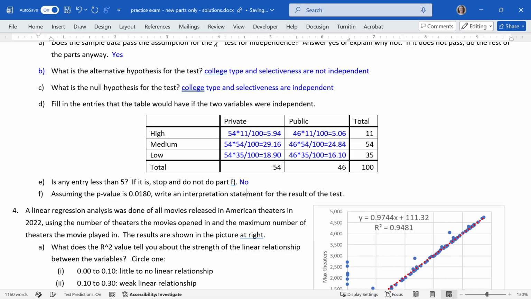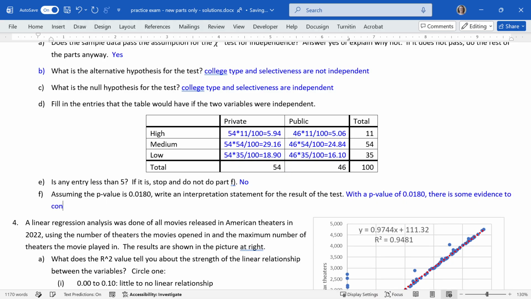If you remember, a sense of uncertainty, and how do I interpret this again? I mean, that's fine with me, because that's the reality of the situation. So with a p-value of 0.0180, there is some evidence to conclude that college type and selectiveness are not independent. It's kind of what we would expect.